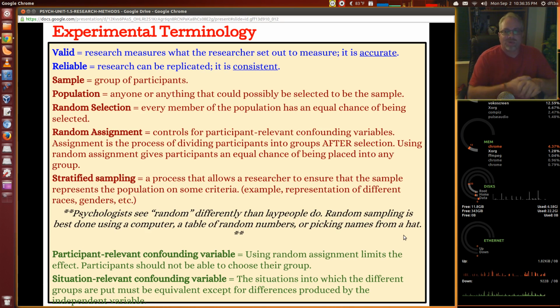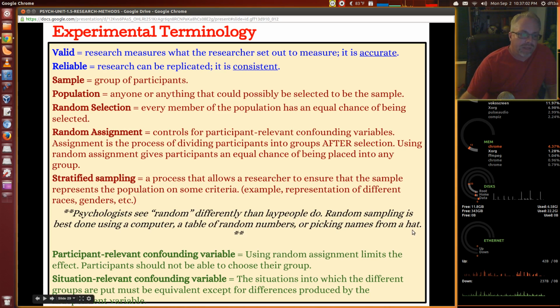Random assignment is once they are selected, then randomly putting them into the different groups after random selection, then you get random assignment. A stratified sampling is similar to the random sampling, except you're going to pull out for race, gender, maybe hair color, or whatever group you think that you should be thinking of.